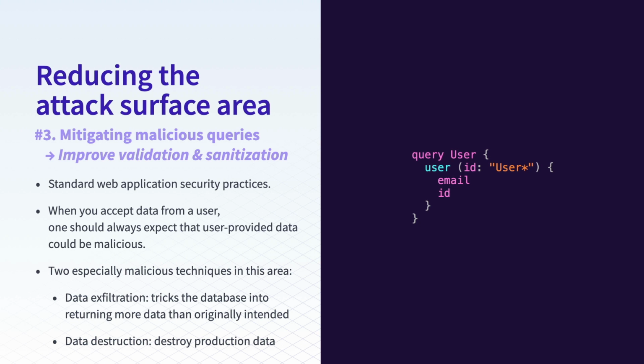Data exfiltration is when a client writes a malicious query containing SQL or NoSQL code that tricks the database into returning more data than was originally intended. For example, the unsanitized query shown here could trick a SQL-based data source into returning all of the fields for a user, including their email and hash password.